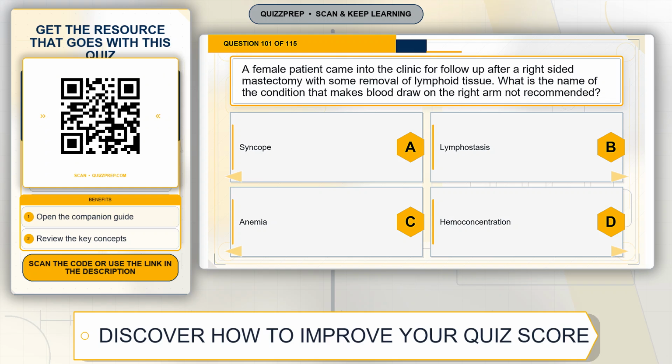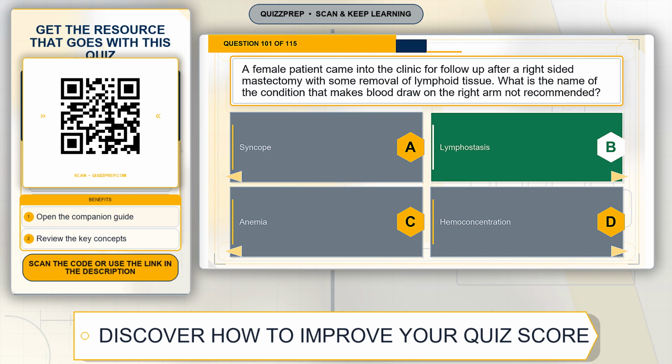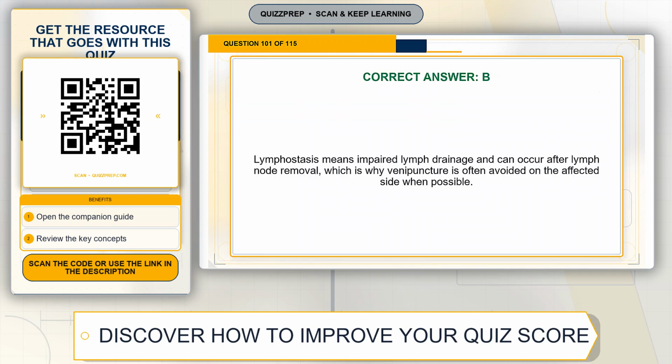Question 101. A female patient came into the clinic for follow-up after a right-sided mastectomy with some removal of lymphoid tissue. What is the name of the condition that makes blood draw on the right arm not recommended? Option A, syncope. Option B, lymphostasis. Option C, anemia. Option D, hemoconcentration. The correct answer is option B, lymphostasis. Explanation. Lymphostasis means impaired lymph drainage and can occur after lymph node removal, which is why venipuncture is often avoided on the affected side when possible.